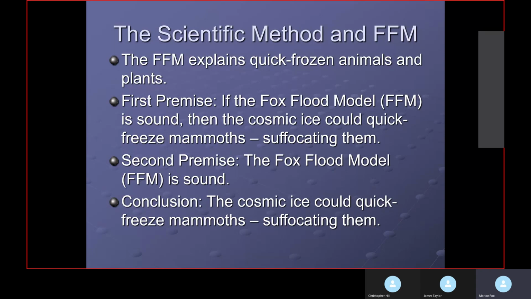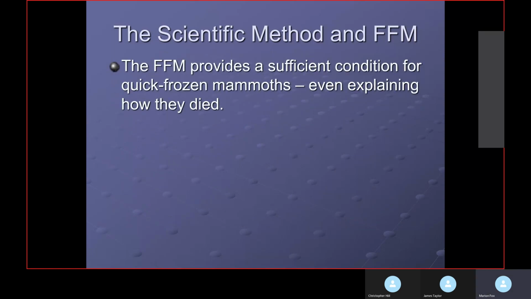That would suck the heat out of an animal right quick, that kind of cold, and it would suffocate them because it would liquefy the oxygen in the air. The air would turn into liquid. The oxygen would turn into liquid oxygen, and that would suffocate them. And these mammoths, when they've done autopsies on them, died of suffocation. That's exactly what would happen if you had cosmic ice coming in and raining down through the sky. The Fox flood model provides a sufficient condition for quick frozen mammoths, even explaining how they died.